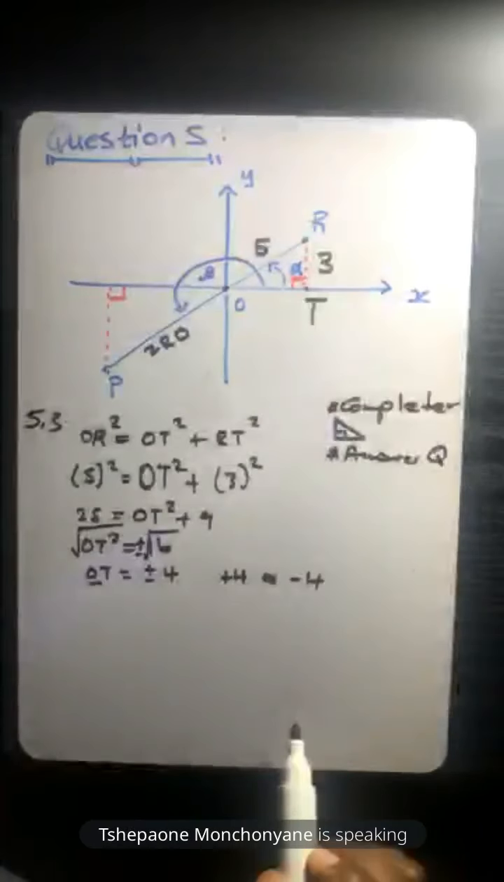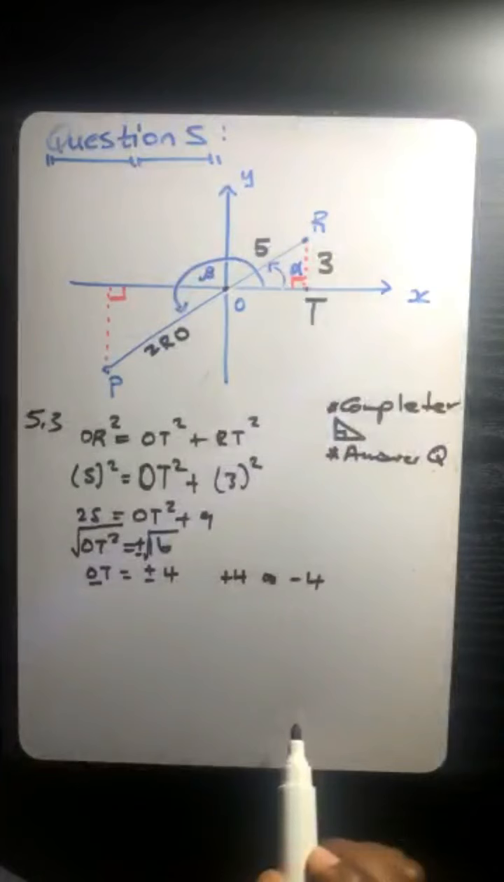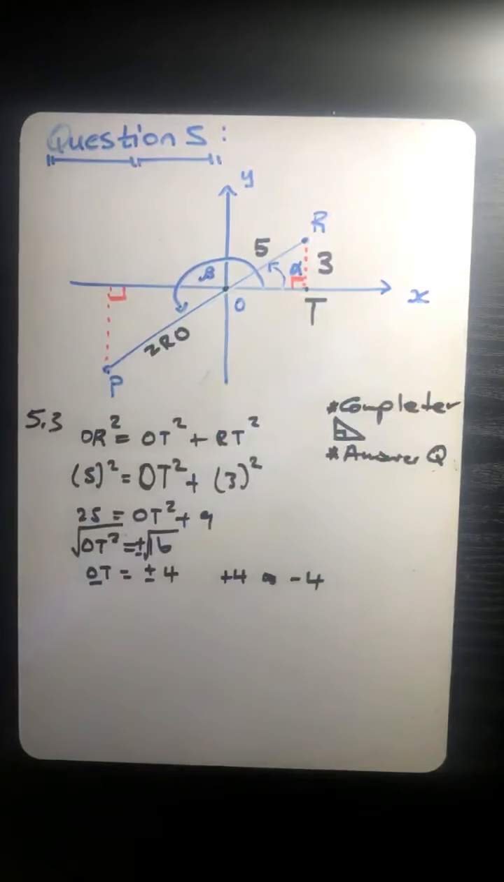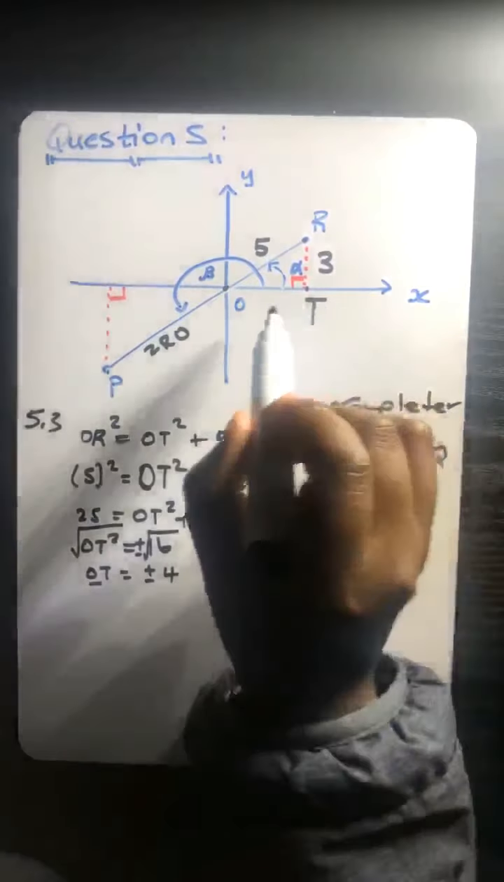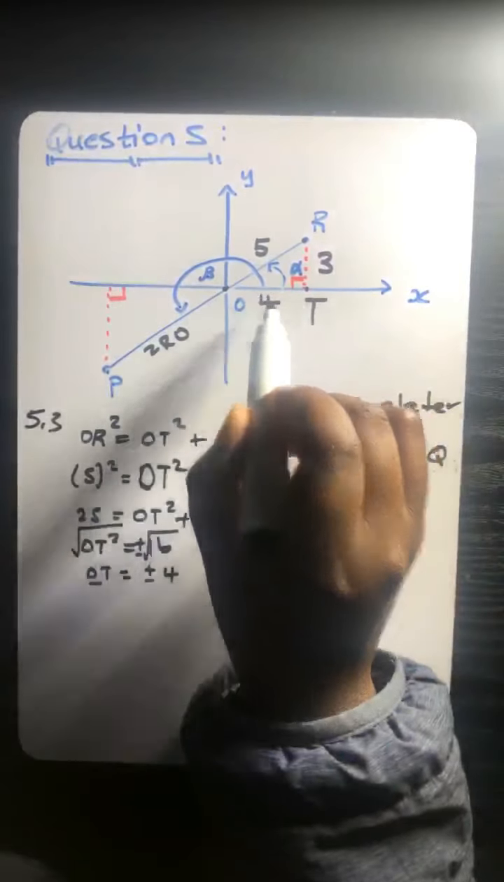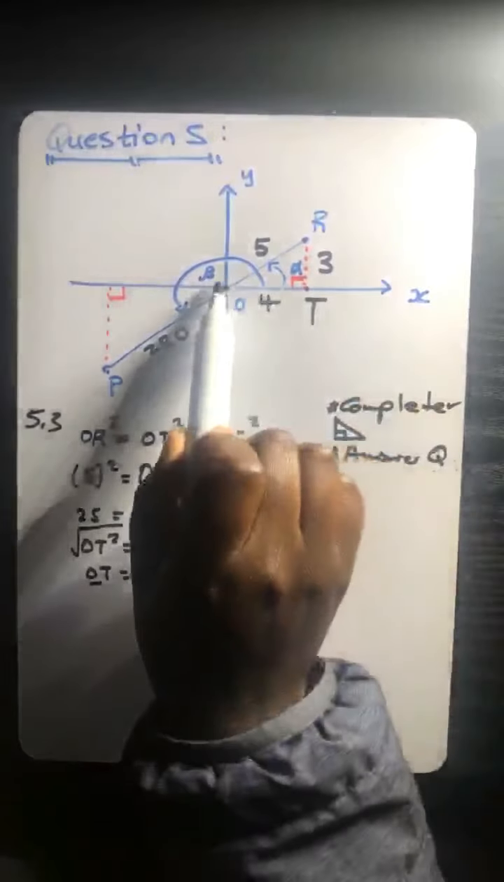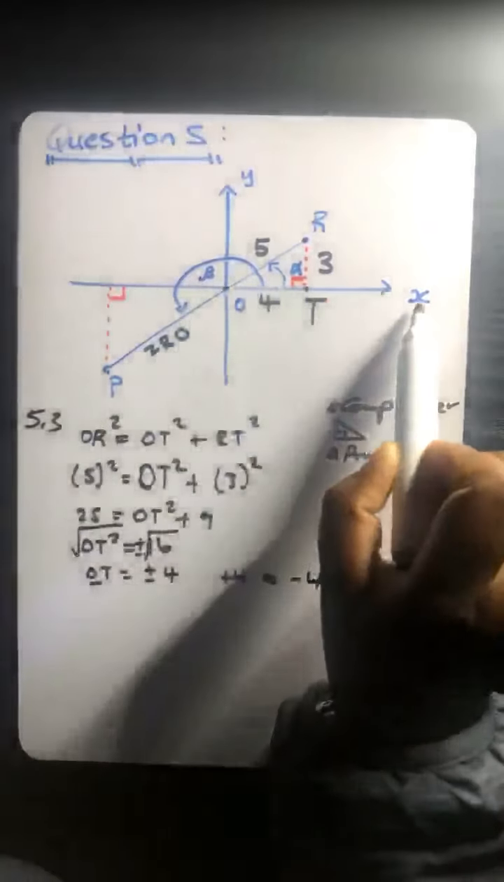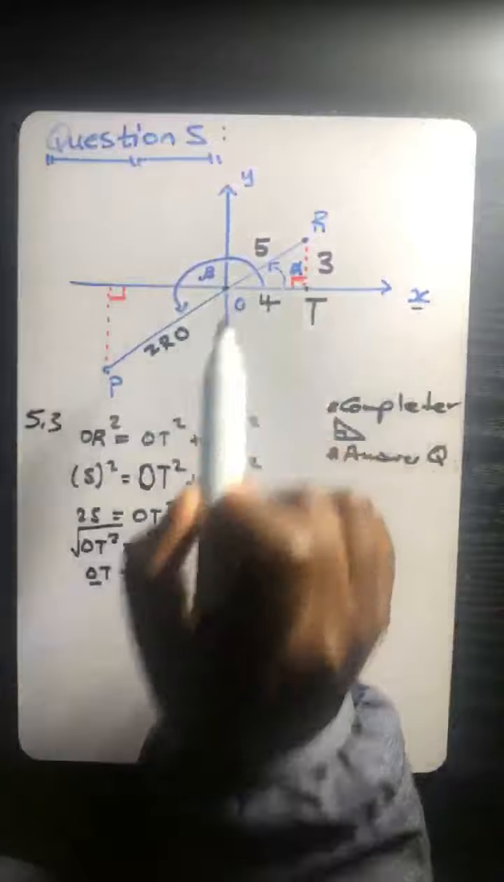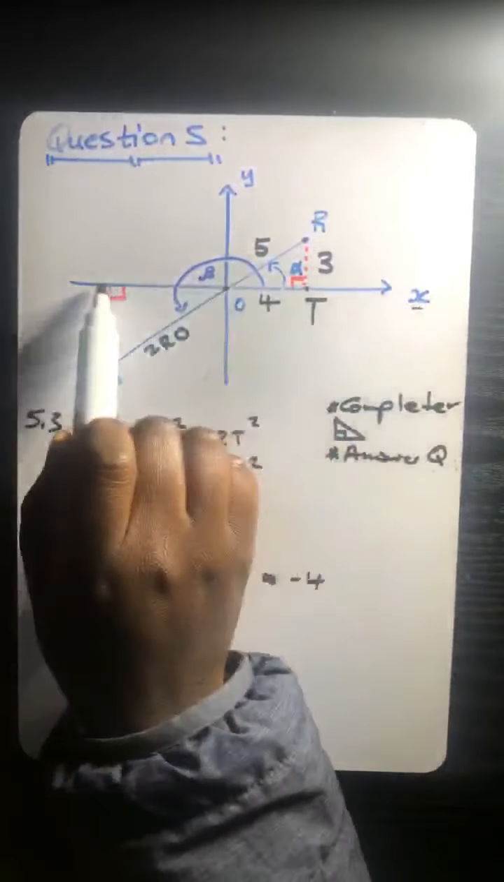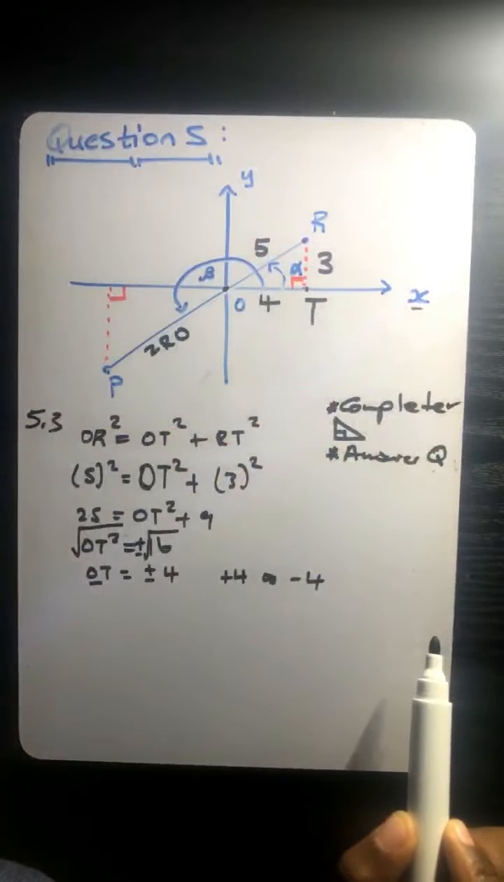Say positive. Why? It's because, say x equal the first quadrant. Yeah, so our x is positive 4 because on this side of the x-axis, x is positive. If it was on this side, it was going to be a negative value.